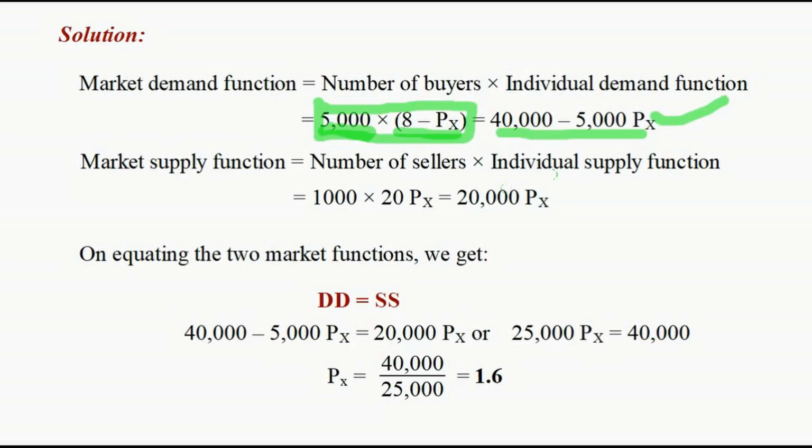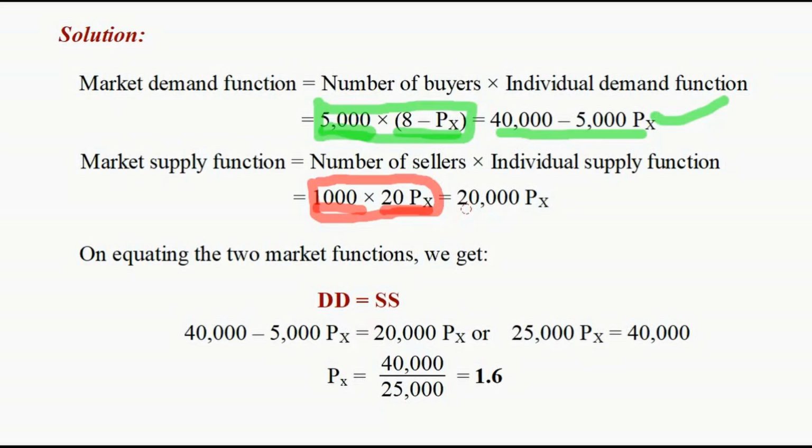The next step is finding the market supply function. The number of sellers in the market is 1,000. There are 1,000 identical sellers in the market with the individual supply function 20Px. Simply when you multiply this, you will have the value of 20,000Px. This is the market supply function.